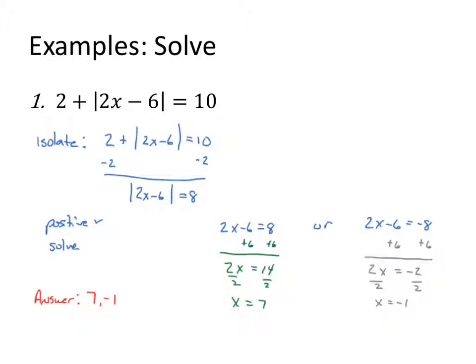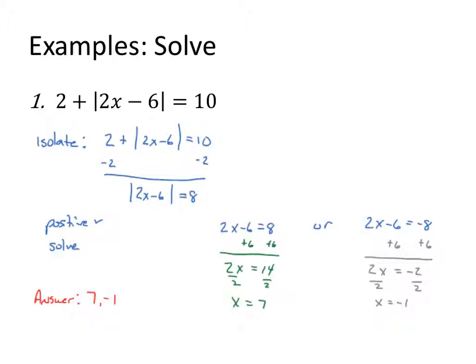Alright, so everything's been isolated so far. Let's do some work. 2 plus the absolute value of 2x minus 6 equals 10. First step, always isolate. So let's subtract 2 from both sides. The absolute value of 2x minus 6 equals 8. Isolated. Fantastic. 8 is a positive value. That tells me that I can write my two equations. 2x minus 6 equals 8, or 2x minus 6 equals negative 8.